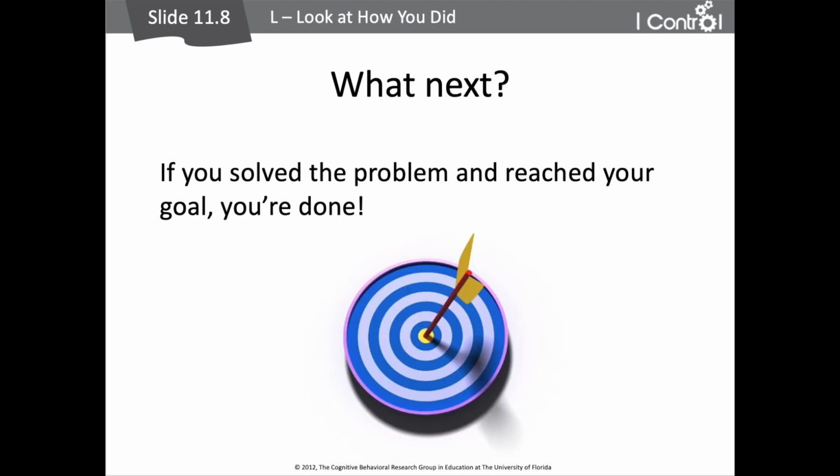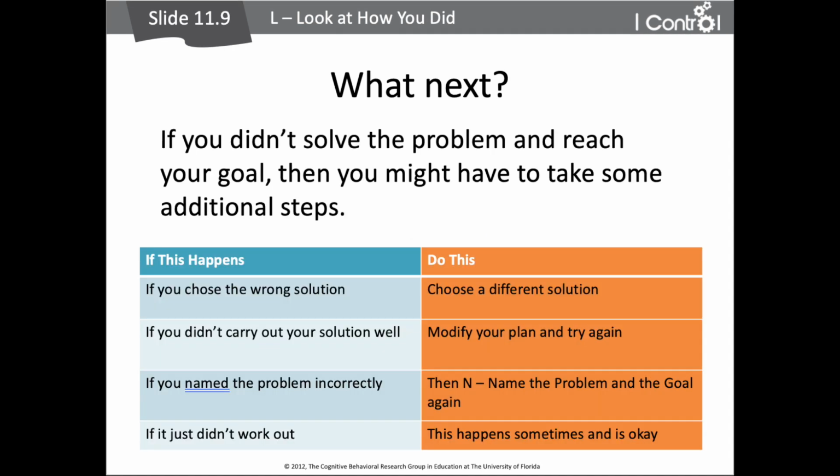The final step is to ask what next. If you solved your problem and reached your goal, then you're done. If you didn't solve your problem and reach your goal, then you might have to take some different steps. For example, if you chose the wrong solution, you may have to choose a different one or come up with new ones. If you chose the right solution but didn't carry it out well, you might have to modify your plan and try again. If you named the problem incorrectly, you may have to start back at the name the problem and goal step of CNTRL.